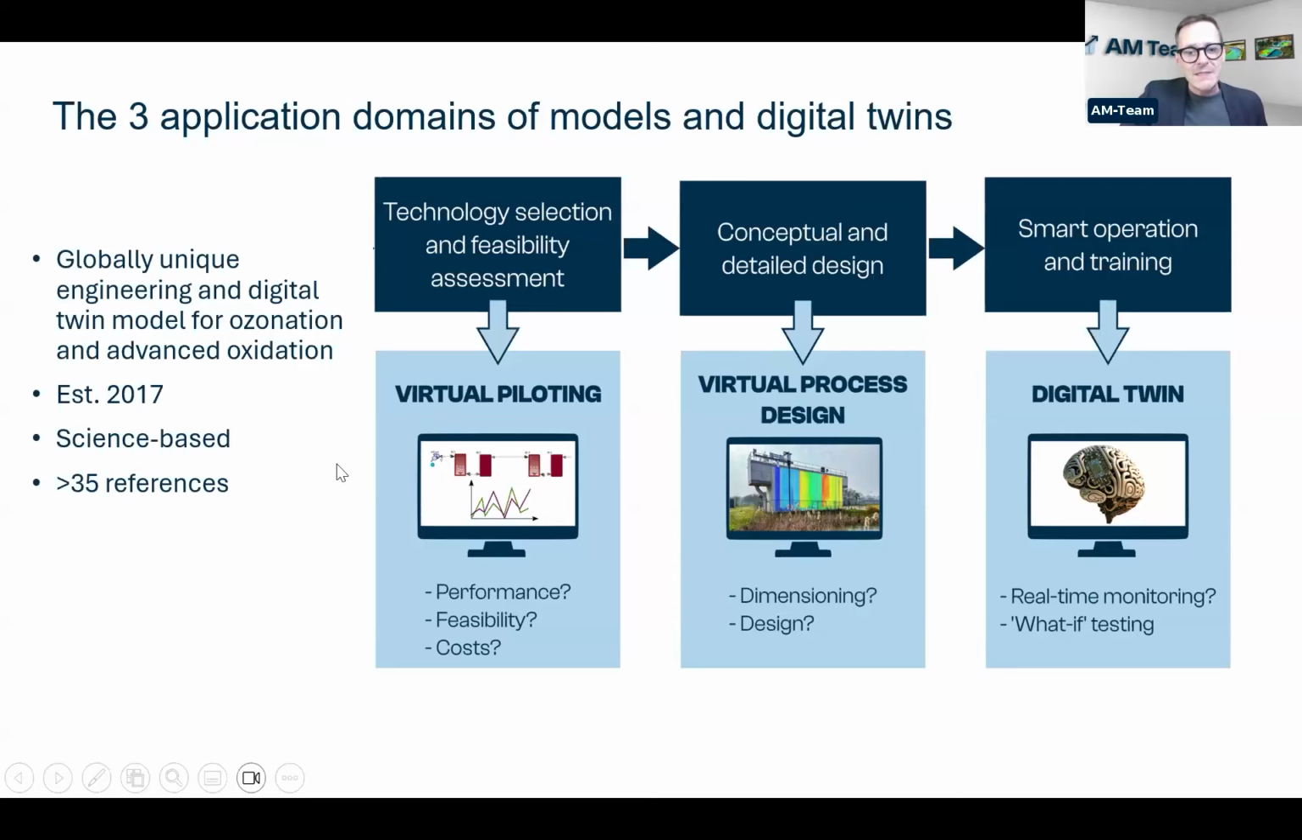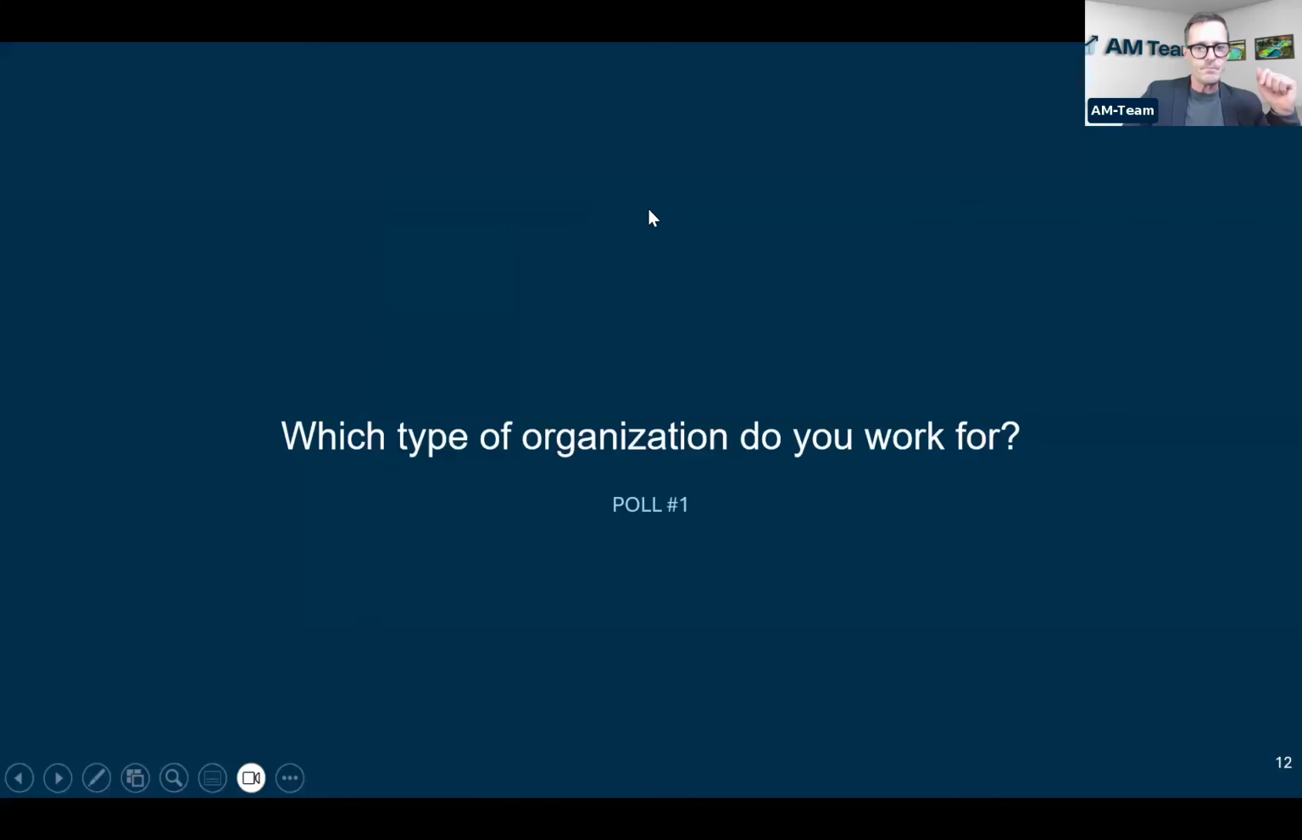Okay, but you can see it's a globally unique solution, and we have quite a bit of references already. It is quite an established tool. So we work with also a lot of engineering firms in the field and technology vendors in the field with the utilities. So it's quite accepted.